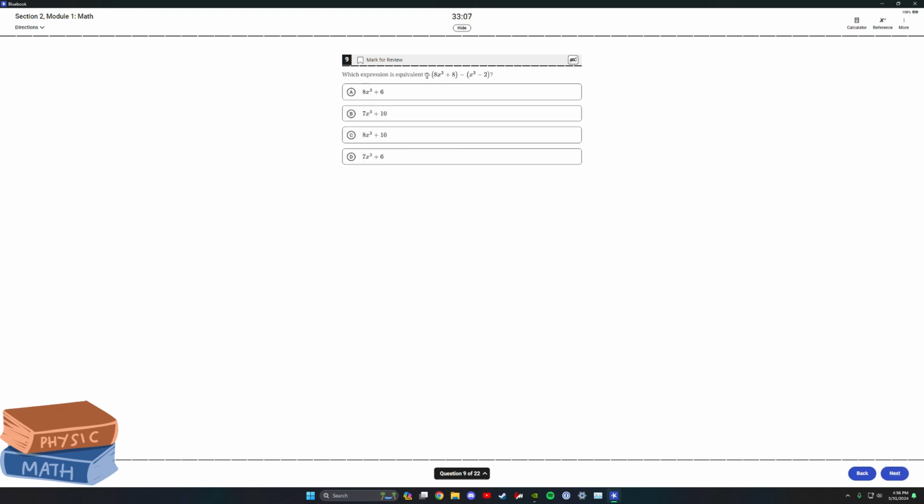We're just subtracting them, so we're going to have 7x cubes. The only one, this one has 7x cubes. We have 8 minus negative 2, so adding 2. 7x cubes, positive 10.